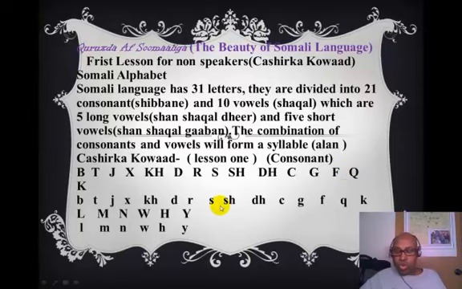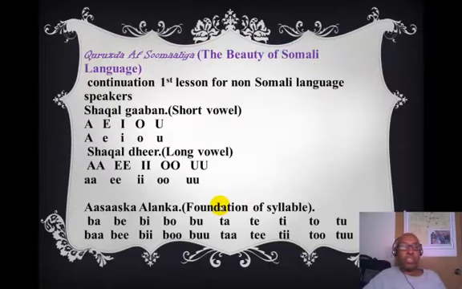So I want to go to the next lesson, which is similar to the first lesson. We talked about the consonants. Now I want to talk about the vowels. Here we have the short vowels. As I mentioned before, we have 10 vowels, 5 long vowels and 5 short vowels. Now I'm going to read and give you a little time so that you can repeat after me.